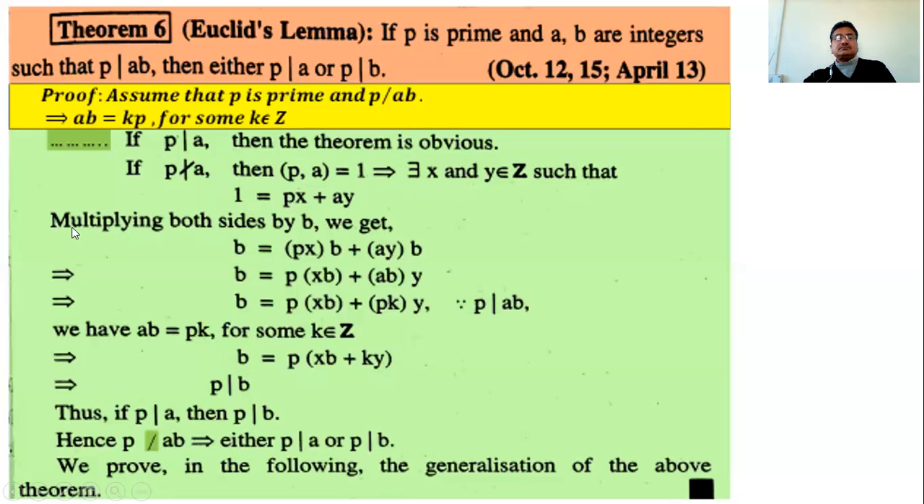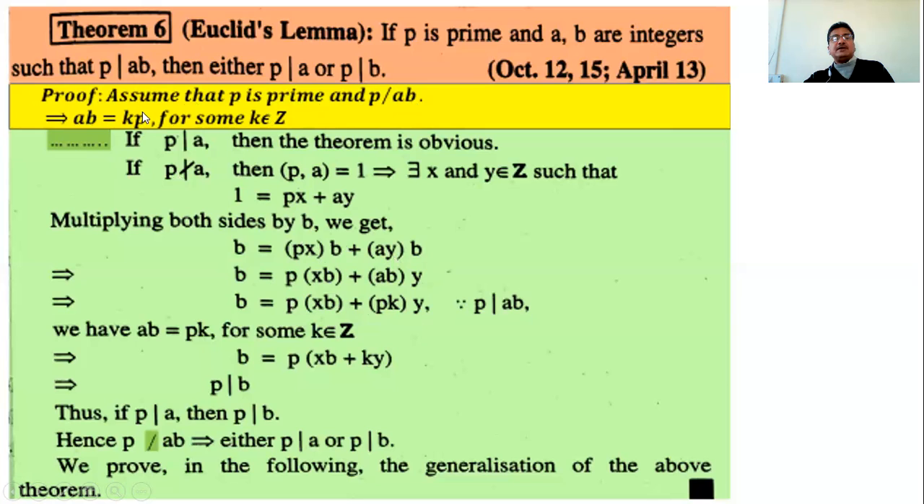Okay, multiplying both sides by B, what do we have? B is equal to Pxb plus Ayb. Then B is equal to P times (xb) plus (AB) times y. Then what is the value of AB? That P divides AB is our assumption. Therefore, AB is Kp or Pk. So we write AB as Pk, times y as it is, by using the assumption.